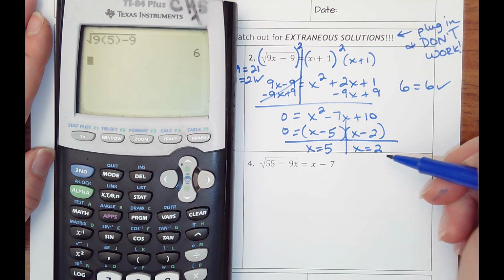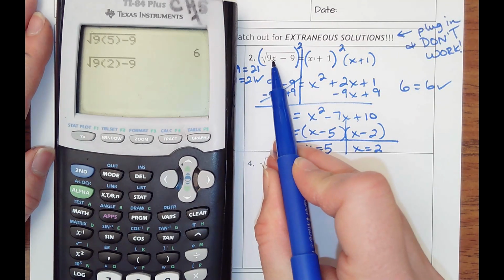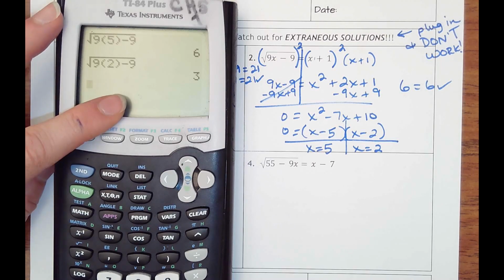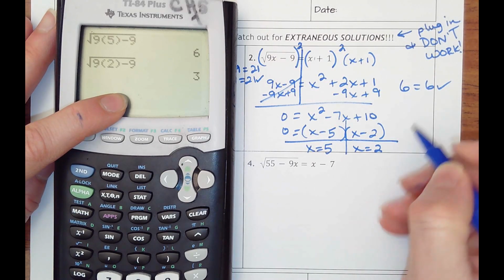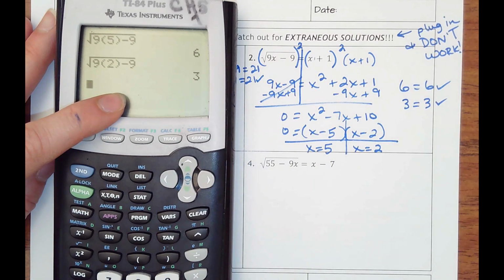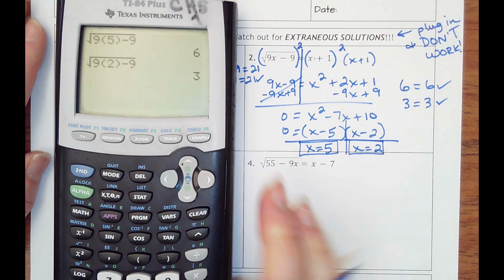Then I would do the same thing for the 2. I should be able to come up here and steal this, change the 5 into a 2, so that I have a 9 times 2, which is 18. 18 minus 9 is 9. I'm square rooting that, so I should get 3. If I plug in a 2 here, 2 plus 1 also makes 3. Both sides come out to be the same number, so I get these two answers that work.